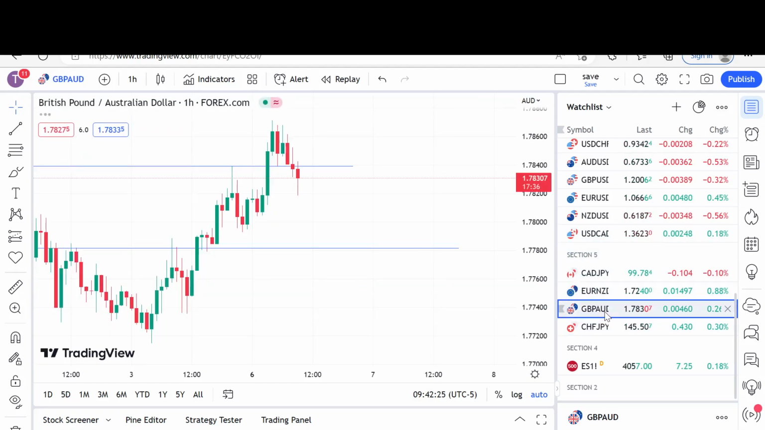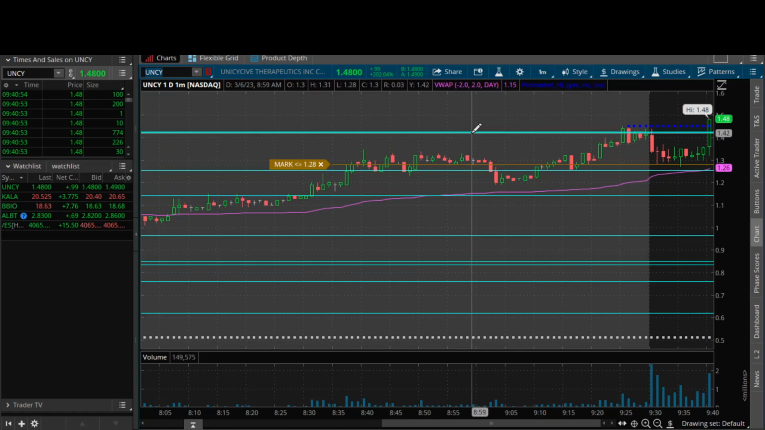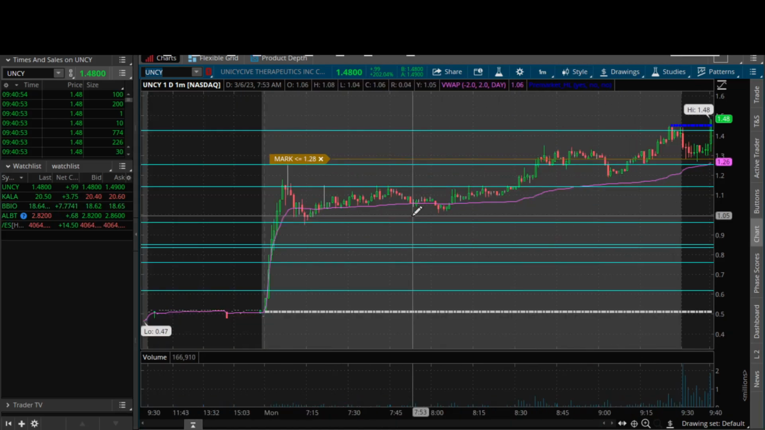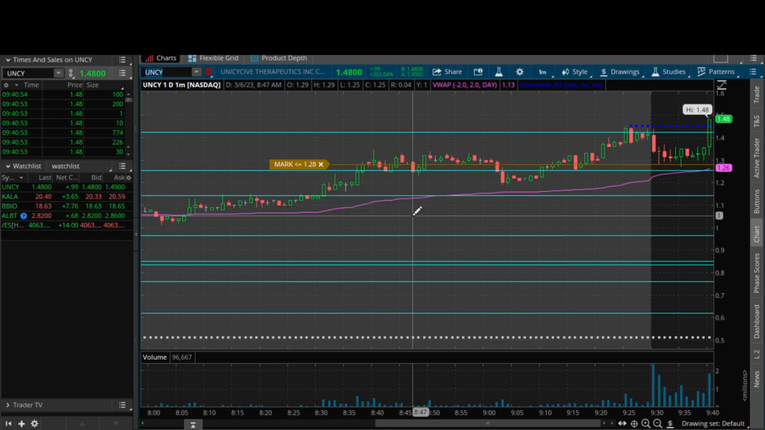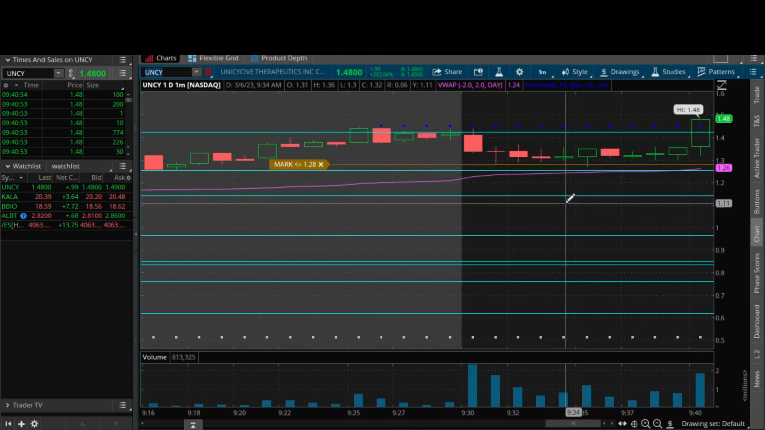All right, let's see what else we got here. Let me see what that's doing. UNCY taking off. I think it's halted. Yep, halted. So UNCY is halted, so that's probably a wrap for small caps now. Since that's gotten halted, that was the only thing I really had my eyes on. I'll go peek at the scanner in a second, see if we got anything else taking off.